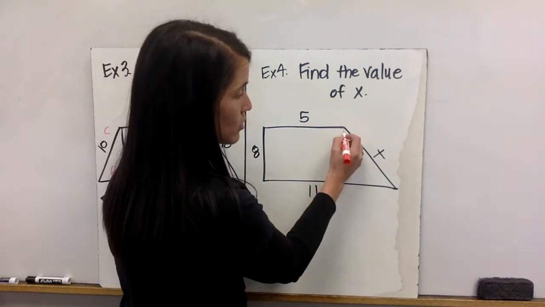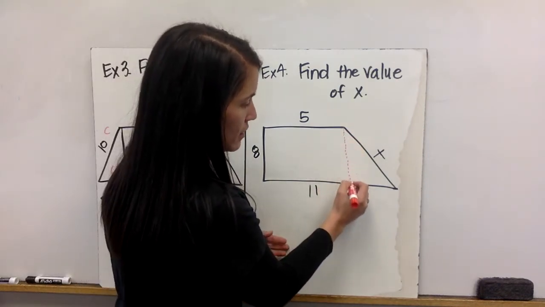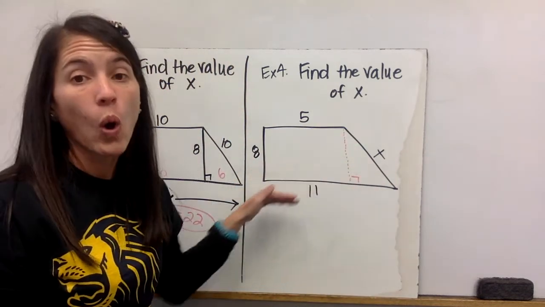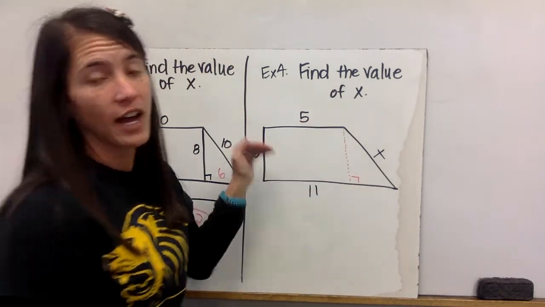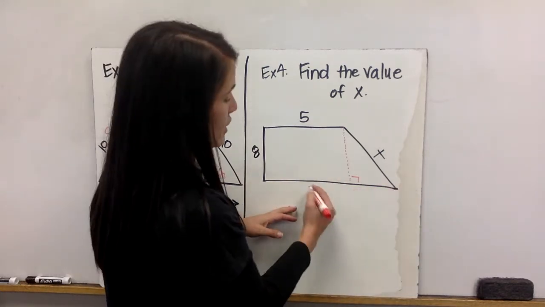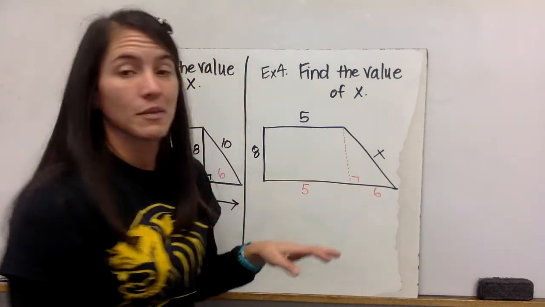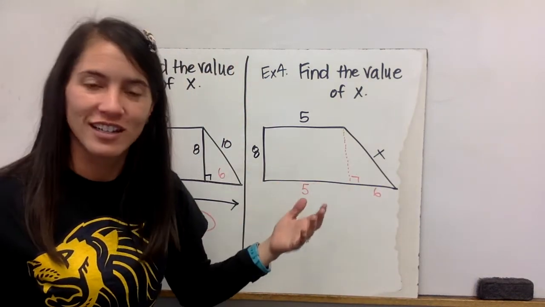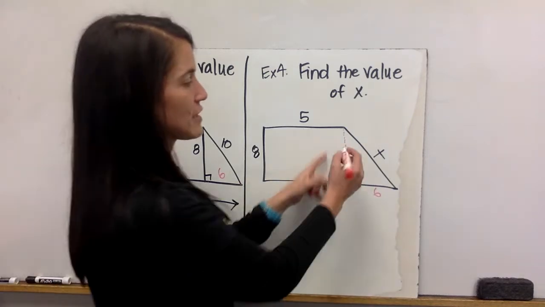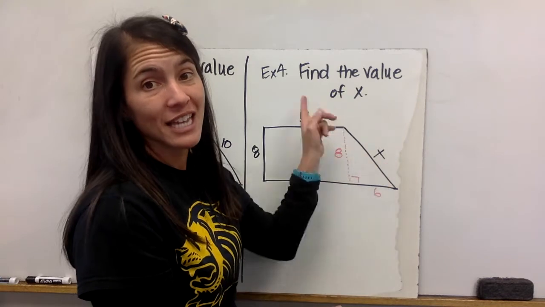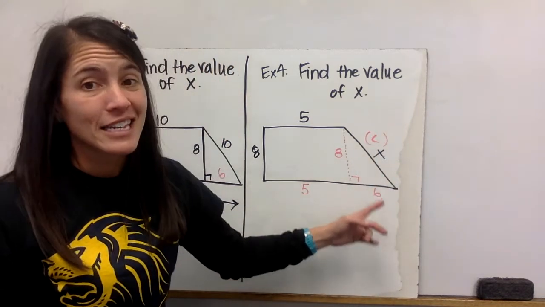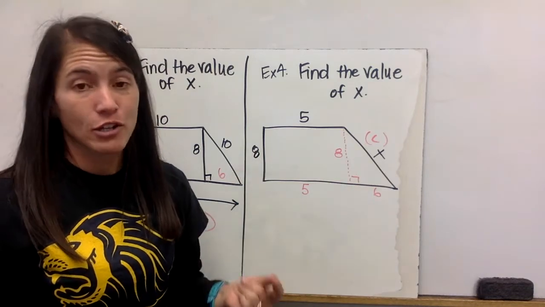Number 4 is a similar shape, except I didn't draw the rectangle in there for you, but you can. You can draw a line right here, and we now have a right triangle. Since I know this whole thing is 11 and just this part is 5, then I can use subtraction, and I know that this is going to be 6, even though it doesn't look equal. It is. I also know this is 8, and so I'm missing this hypotenuse.